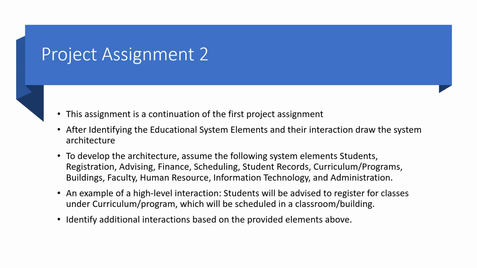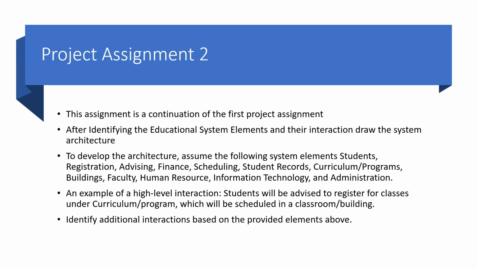An example of a high-level interaction: students will be advised to register for a class under a program. So the courses will be under a program. They will register for that class based on the advisor, and that will be scheduled in a classroom in a building, will be assigned to a faculty, and so on. You know the interactions that you have in your school. It's something that you are familiar with, and you can recognize all these interactions.